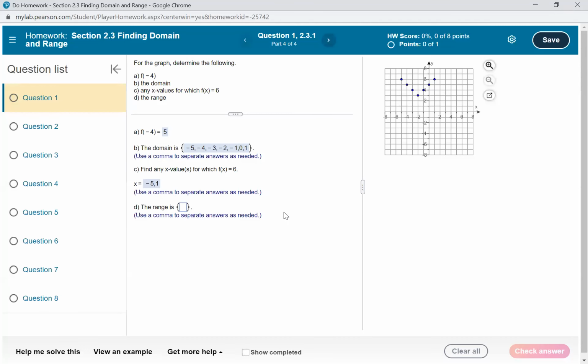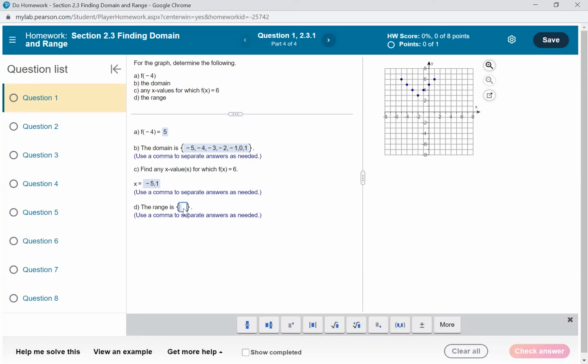And then it wants to know the range. So remember, the range is my y values. So usually on my range, I start on the bottom and work my way up. So the smallest y value, where the V is, if you look at that line, that happens at the y value of 3. So we would put our 3 in, comma. I got points at the y value of 4.